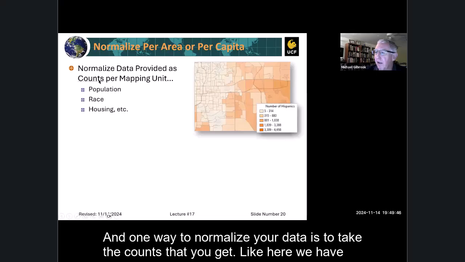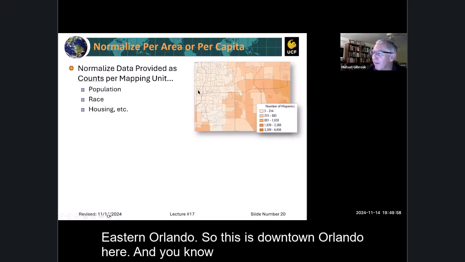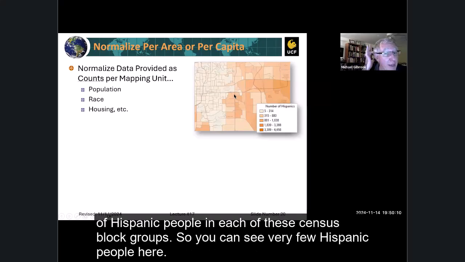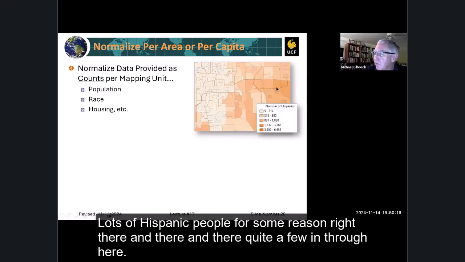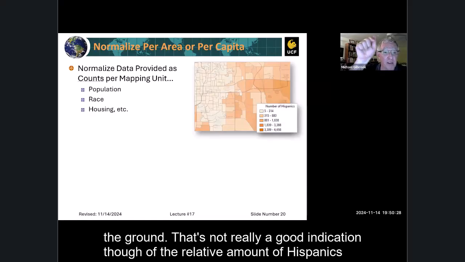One way to normalize your data is to take the counts that you get. Like here, we have the number of Hispanic people, all right? So this is actually the neighborhood where I grew up. This is Eastern Orlando. So this is downtown Orlando here. This is the 408 going out here to UCF. It's about there. So this is the number of Hispanic people in each of these census block groups. So you can see very few Hispanic people here, lots of Hispanic people for some reason right there and there and there, quite a few in through here. All right. That's the count, the actual number of Hispanic people living on the ground.